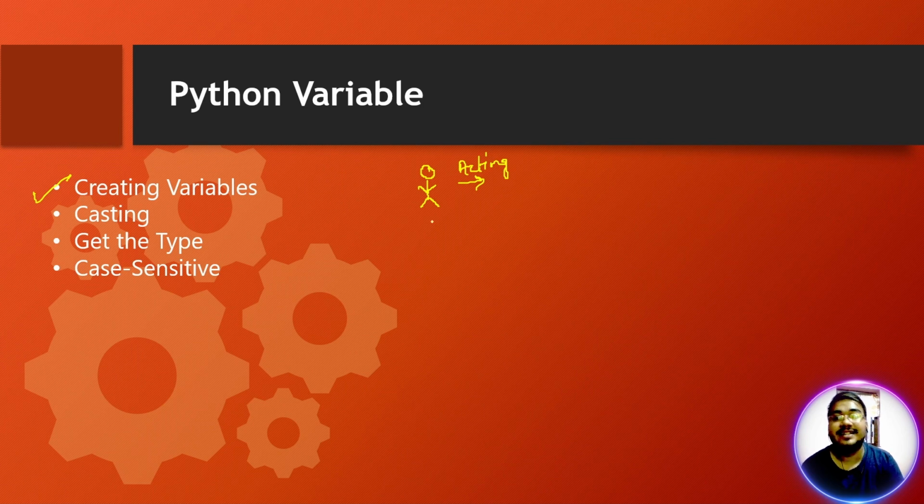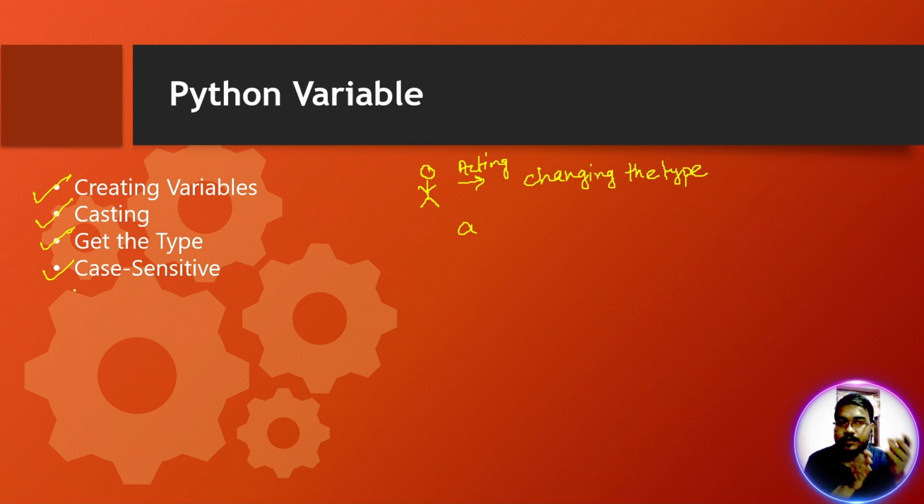So that means casting is when we are changing one variable to another type of variable. When we are changing the type of a particular variable, it is known as casting of a variable. Okay, so we will see that, and get the type. How can we get the type? If I have some variable, suppose a, and you don't know what is the type of this variable, so what can we do in that case? And whether our Python variable is case sensitive or not, we will see in the code snippet.